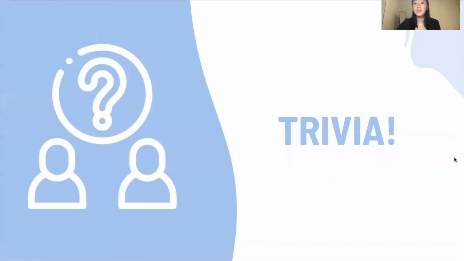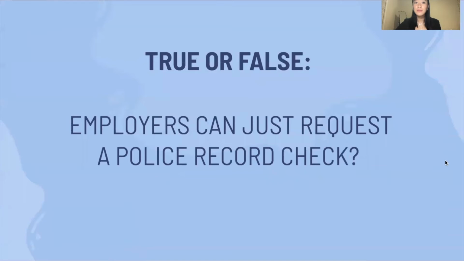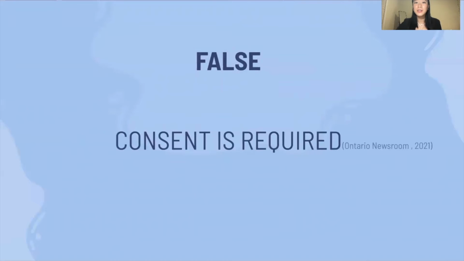So I've prepared a little trivia. Feel free to stop the video and play along. True or false? Employers can just request a police record check. The answer is false. Consent is required. According to the Police Record Checks Reform Act, a police record check provider shall not conduct a police record check in respect of an individual unless the request contains the individual's written consent to that particular type of check.